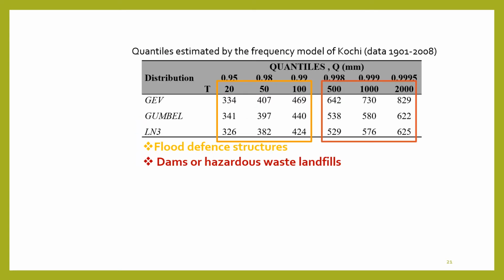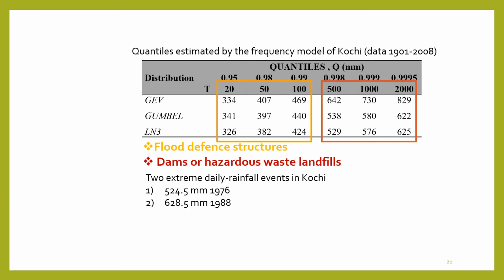These are examples of fitting the same data to different types of distribution models. For this case, it's not that much different. If you use GEV, you will get a rainfall value for a 20-year return period of 334 millimeter. Remember, this is what we call quantiles, the value for the return period. If you use Gumbel, it's 341. If you use normal tree, it's 326.